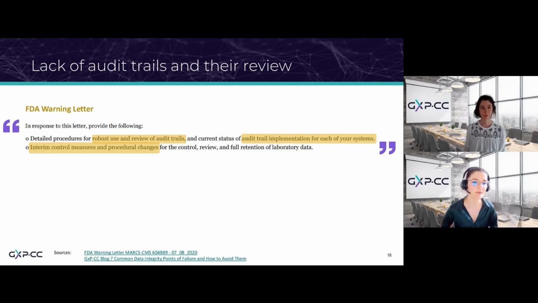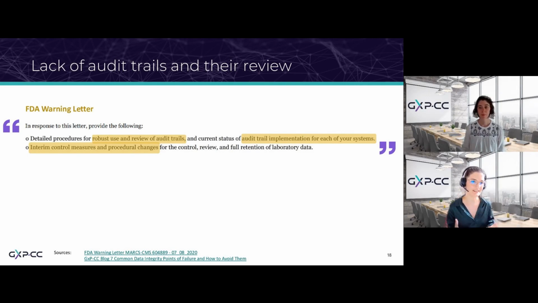So, moving on to the next challenge. Even though it's essential to have complete data sets, what if you don't know where to find all this information? One way is to have your audit trails in place, and better than that is to have a strategic approach to know what to do with the audit trail and how to review it. And this is exactly what happened in this company. They did have an audit trail in place, but during the inspection, they didn't even know where to find this audit trail.